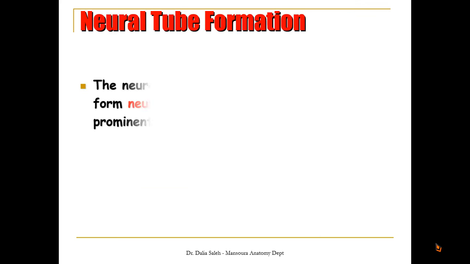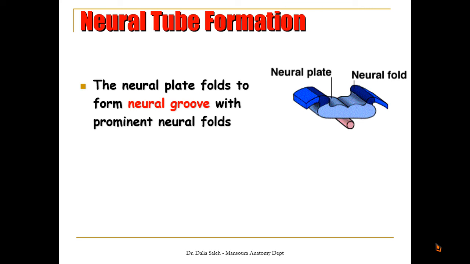How is the neural tube formed? The cells in the neuroectoderm will thicken to form what is called the neural plate. And because the cells are dividing at a higher rate than the rest of the cells, it will transform into a groove with prominent neural folds.